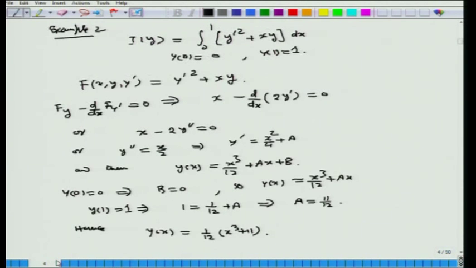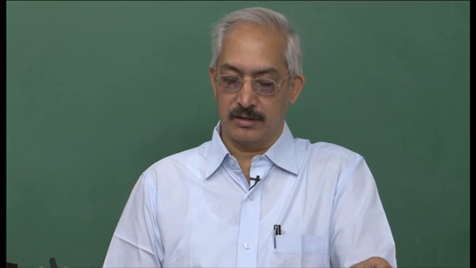In the next example, we had considered I(y) equal to the integral from 0 to 1 of y prime square plus x y dx. So here f is y prime square plus x y, and Euler's equation f_y minus d by dx of f_y prime equal to 0 implies that x minus 2 y double prime equal to 0. So we get y equal to x cube by 12 plus a x plus b, and these constants a and b will have to be determined by the given conditions.